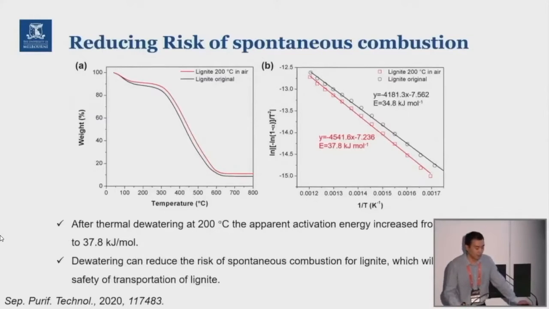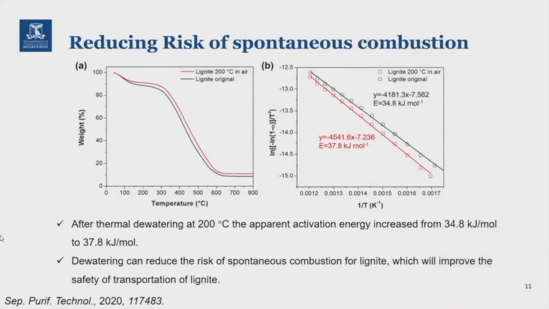So on top of that, reducing the risk of spontaneous combustion is also very important because it's directly related to the safety of the transportation and the storage of lignite material. Here we did some analysis. The result is that after thermal dewatering at 200 degrees C, the apparent activation energy of the combustion increased from 34.8 kilojoule per mole to 37.8 kilojoule per mole. This means that dewatering can actually reduce the risk of spontaneous combustion for lignite. So this will improve the safety of transportation of the lignite.